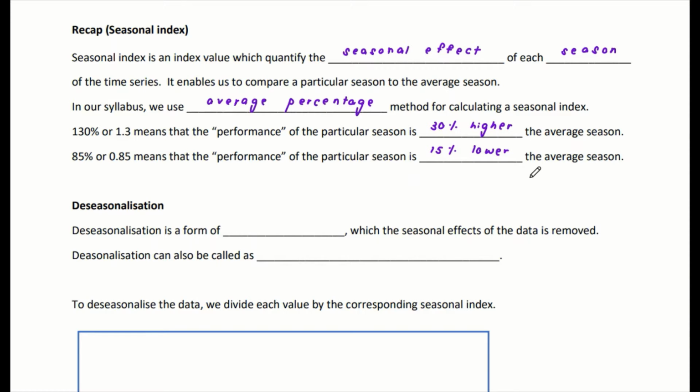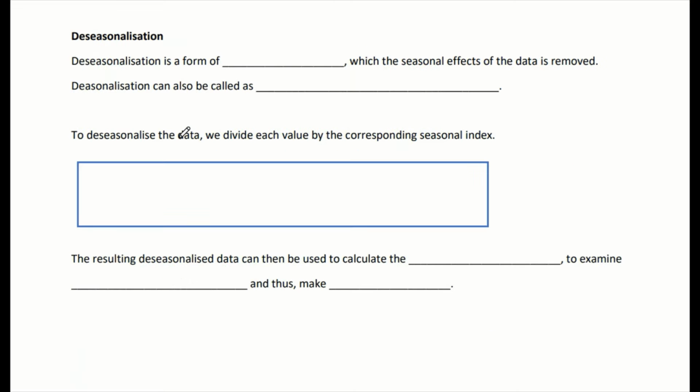For today's session, we are going to look at how we use this seasonal index to help us with deseasonalizing. Alright, so let's look at today's content. Similar to moving average, deseasonalization is a form of smoothing as well. We implement this on the seasonal data that we have in time series. So why are we doing that? To remove the seasonal effect of the data.